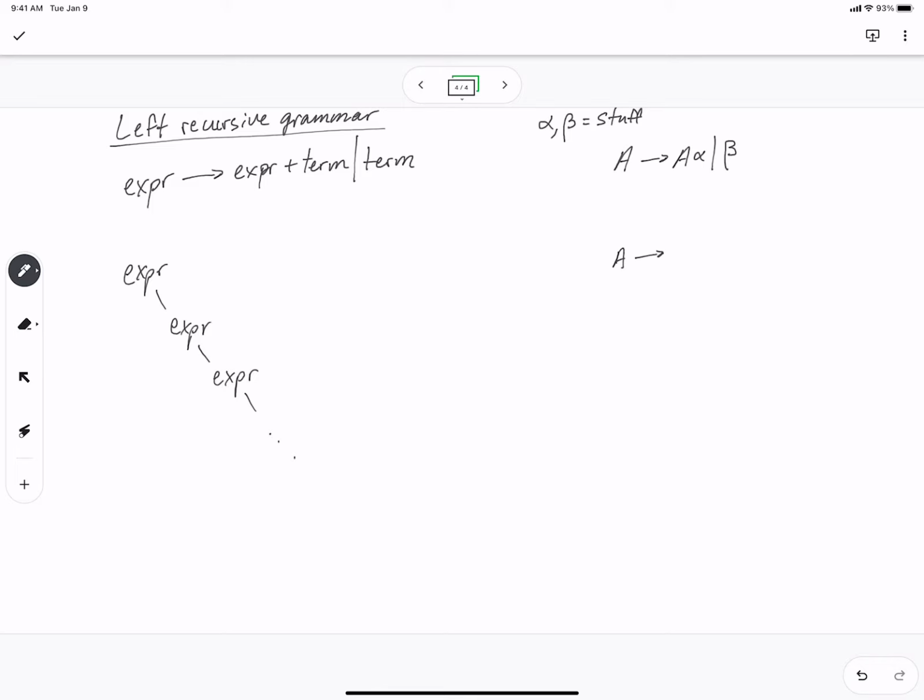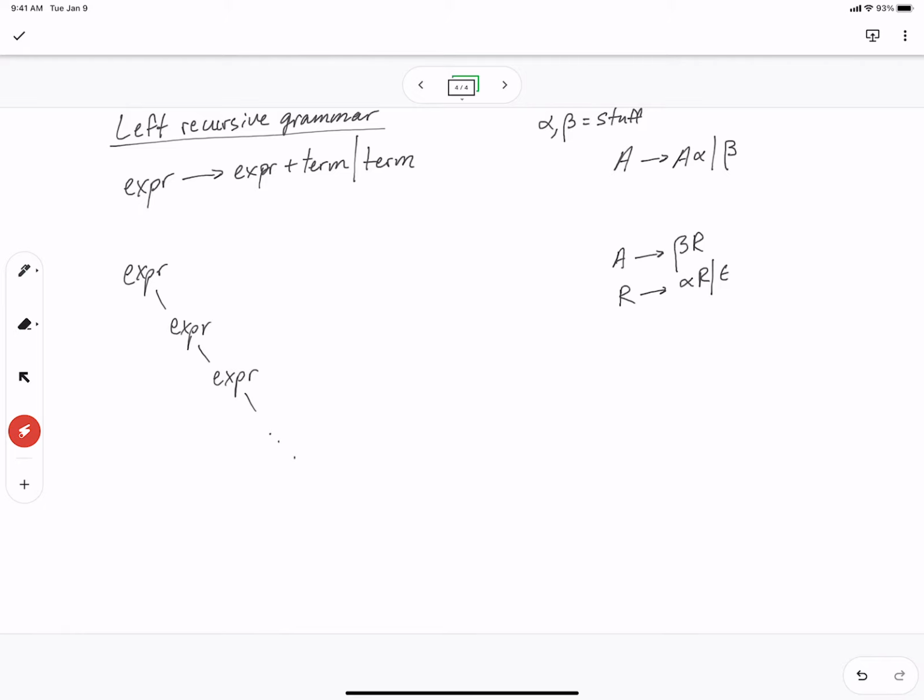We change the grammar to be A can take the form of beta followed by R, which is a new non-terminal, and R can take the form of alpha R, or epsilon. So we've added a few things here. We've added a new non-terminal R, and we've also added this epsilon. Now, is this the same language as this? And the answer is yes, and we're just going to trust it for now.